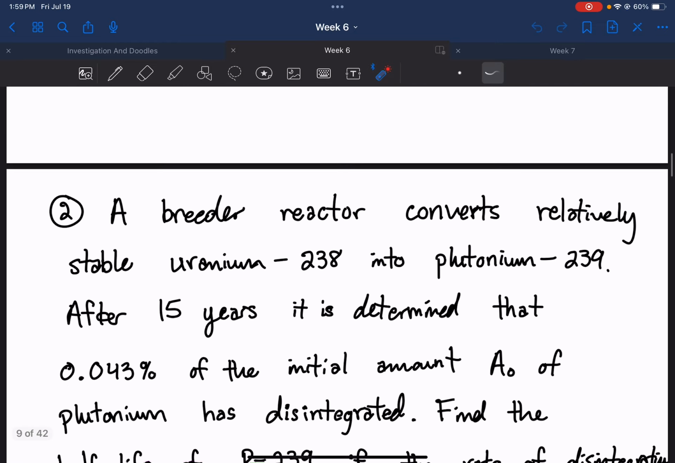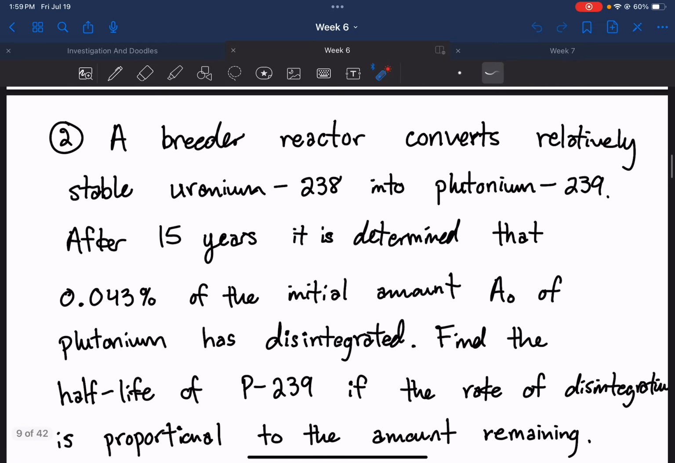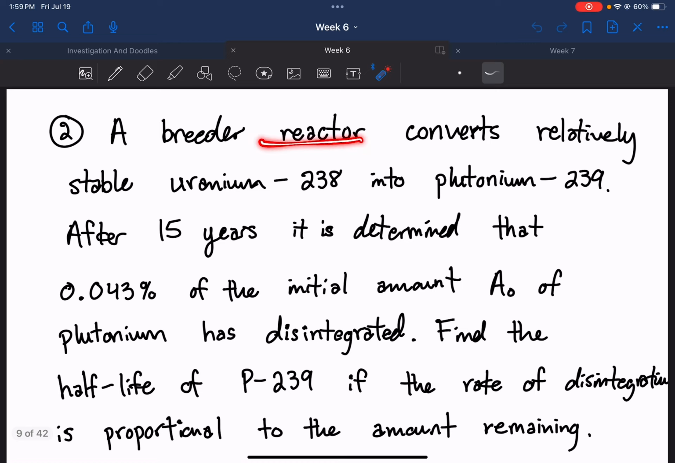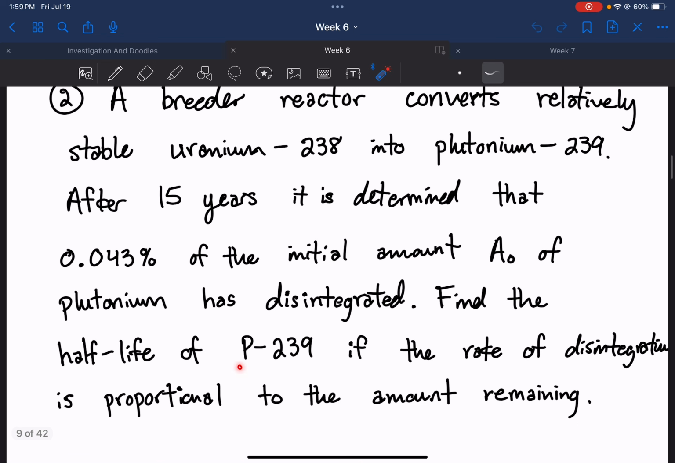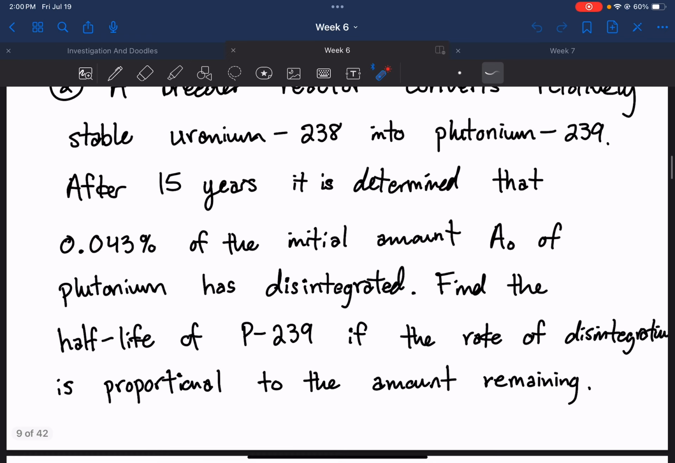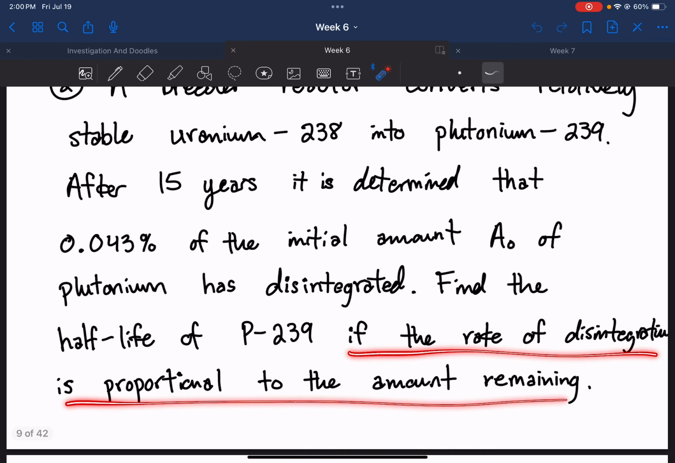hours. Okay, here's another one, radioactive decay. We've got a reactor converting stable uranium-238 into plutonium-239. After 15 years, it is determined that 0.043% of the initial amount A naught of plutonium has disintegrated. Find the half-life of P239, if the rate of disintegration is proportional to the amount remaining.